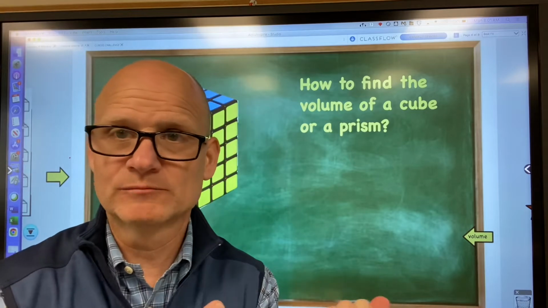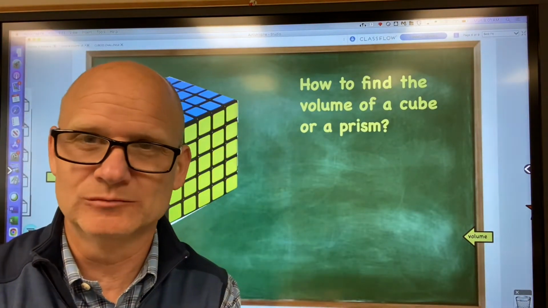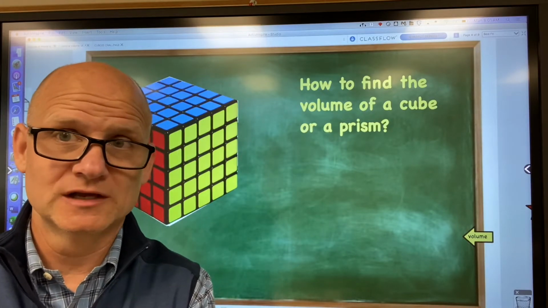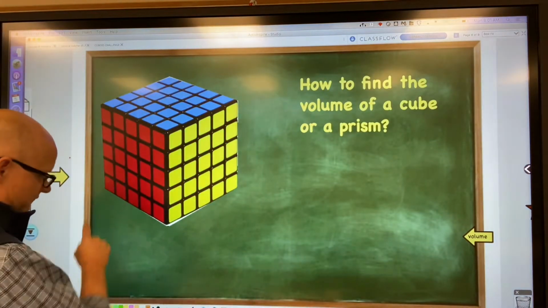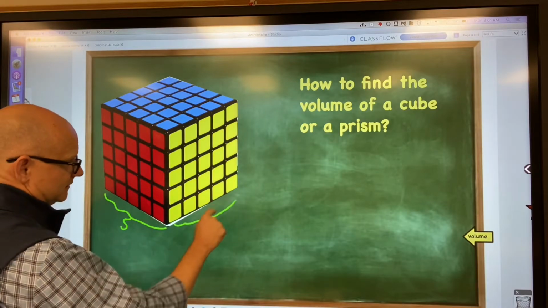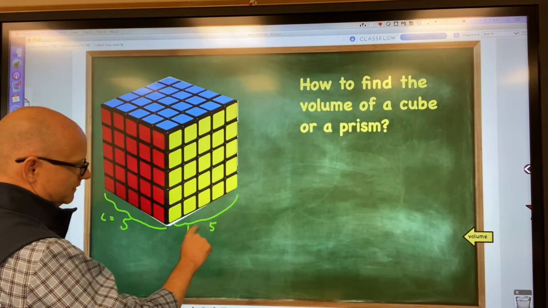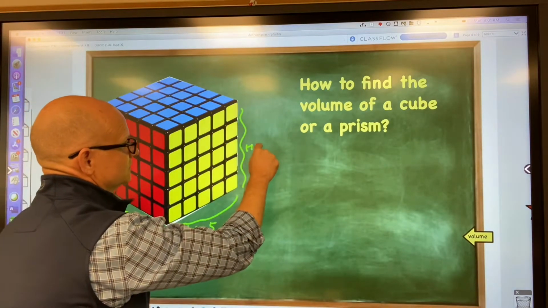For example, here's the proof. Look at this. I guess you can call this a Rubik's Cube. It kind of looks like a Rubik's Cube, all right? Well, how many total cubes make up this Rubik's Cube? Well, you know it's 5 by 5. Its length is 5. Its width is 5. And its height is 5.